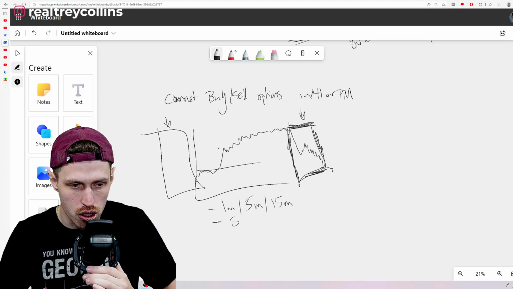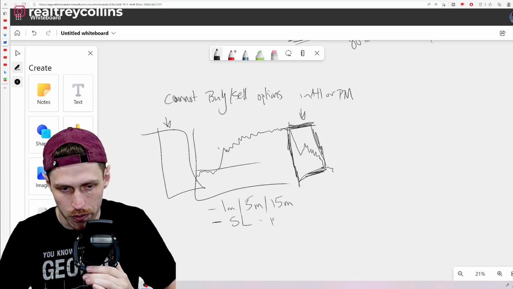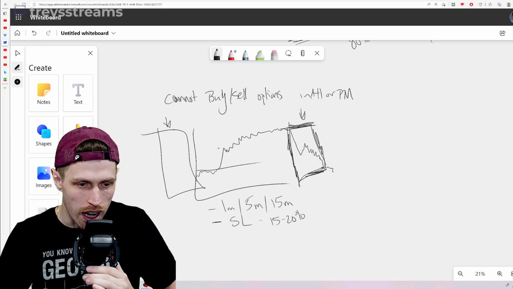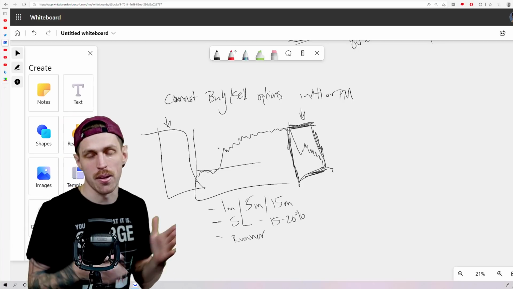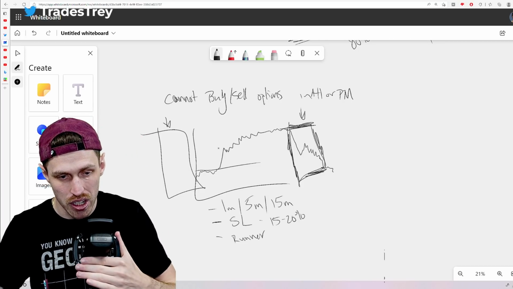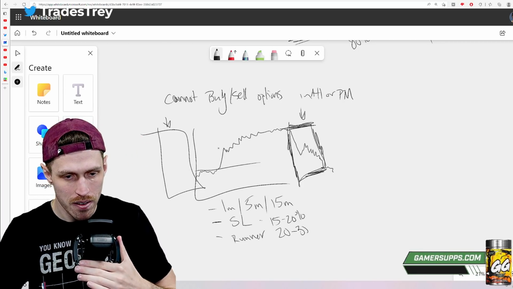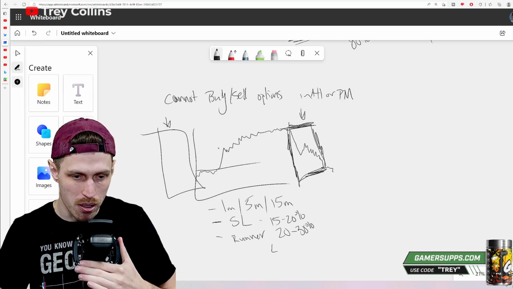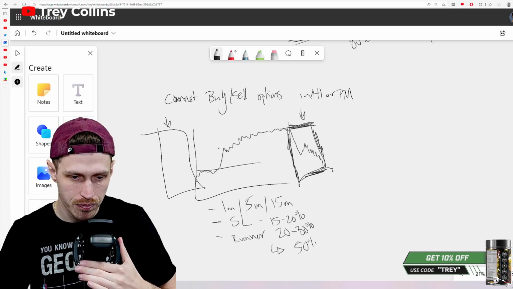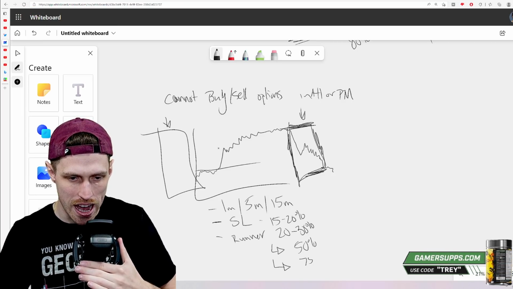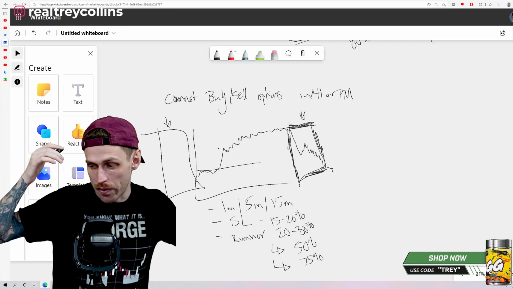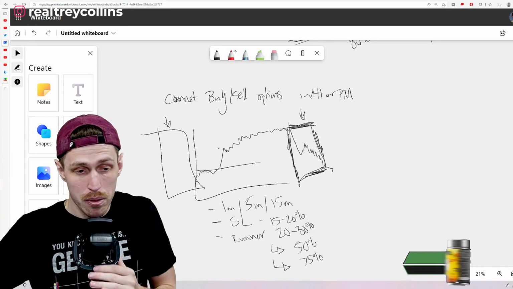Typically, I keep a pretty tight stop loss, so I would use between 15 to 20% or so. I typically take a runner profit, meaning that I'm going to take profit on maybe a quarter of my position after something is up, let's say 20 to 30%. And then I have another checkmark at maybe 50, another checkmark at 75. And I'm going to leave that last one for whatever happens, that last quarter of my position, right?